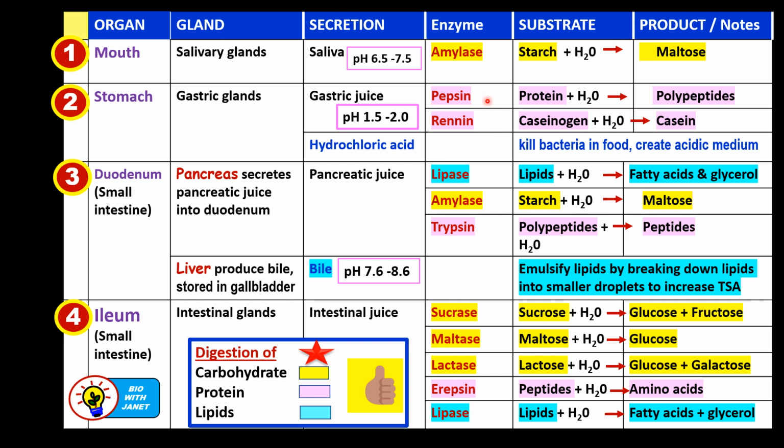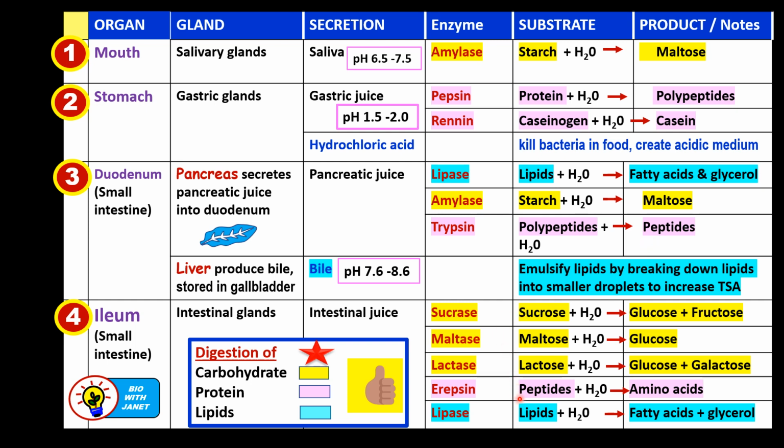Digestion of protein starts in the stomach when pepsin digests the proteins to become polypeptides. You can mention renin also if you want to. Renin curdles the milk and converts caseinogen, which is soluble, into insoluble casein. Then in the duodenum, trypsin continues the digestion of protein, whereby polypeptides are converted to peptides. You can take note here: pepsin hydrolyzes proteins to form polypeptides, but trypsin hydrolyzes polypeptides to form peptides.